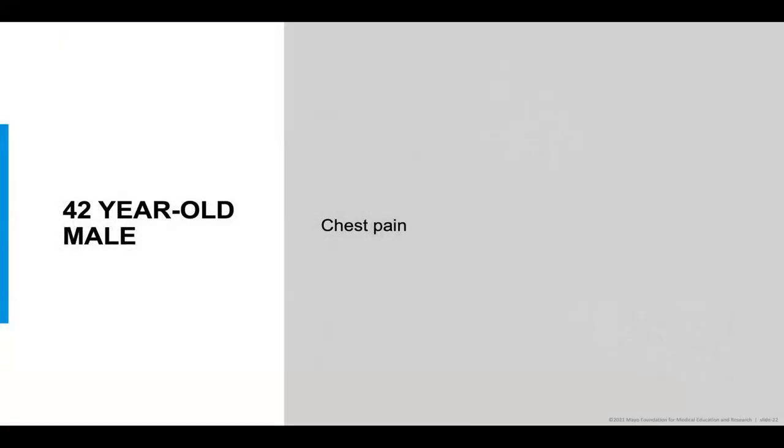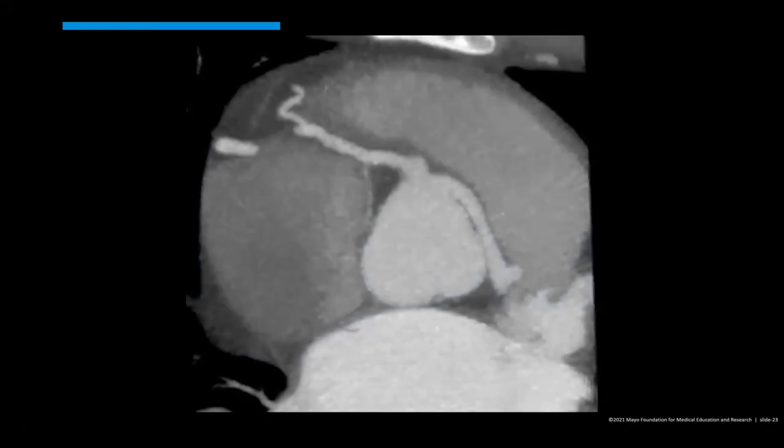Okay, next case is a 42-year-old with chest pain. Okay, so we have a CT showing, I think that's the right ventricular outflow tract, but I'm not sure. Yeah. Okay. I think the artery in the front, it looks like that might be the RCA.